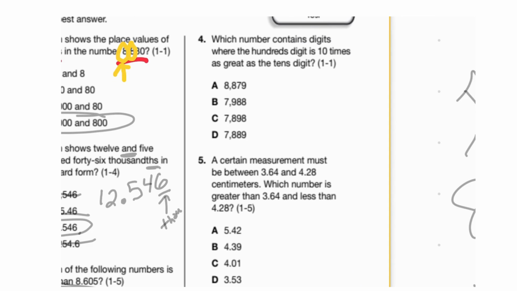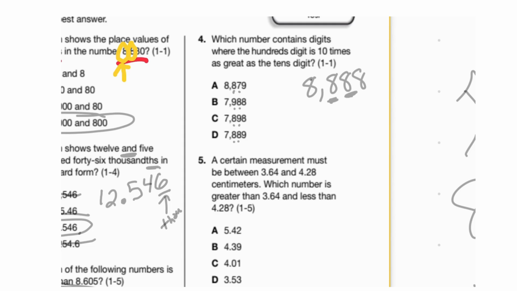Which number contains digits where the hundreds digit is 10 times as great as the tens digit? So that just means if we had, for example, 8,888, we want to know that the hundreds digit, so this one, is 10 times as great as the tens digit. So you're taking that number and multiplying it up. So they have to be the same digit. So this is an 8 and a 7, this is a 9 and an 8, this is an 8 and a 9, this is an 8 and an 8.